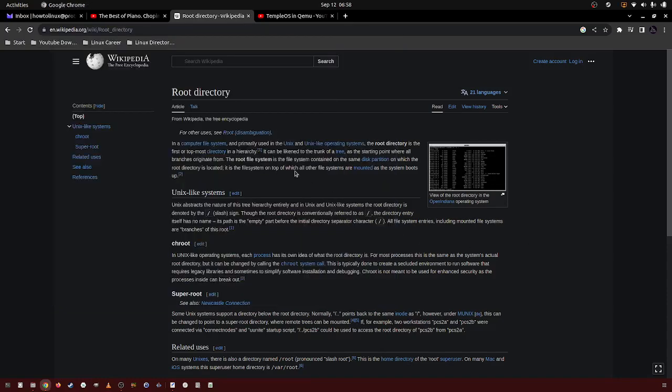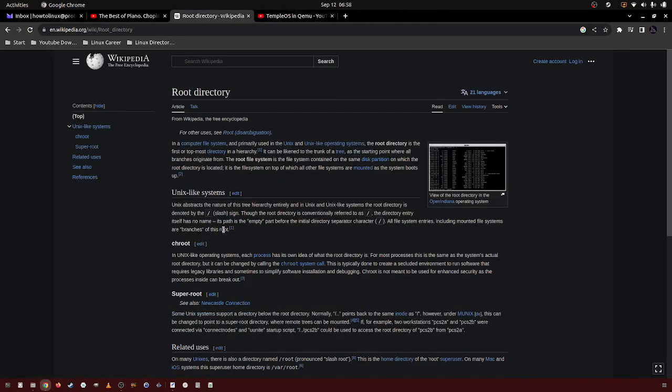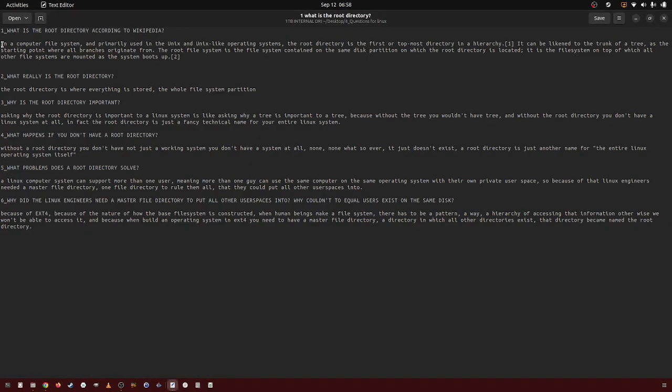So in this video I'm going to be talking about the root directory. Here's a picture of the root directory, QEMU. So what is the root directory according to Wikipedia?